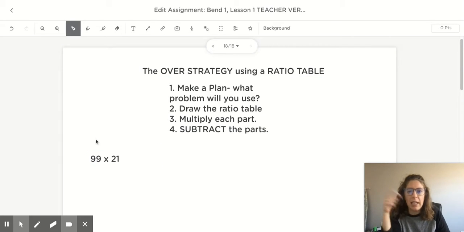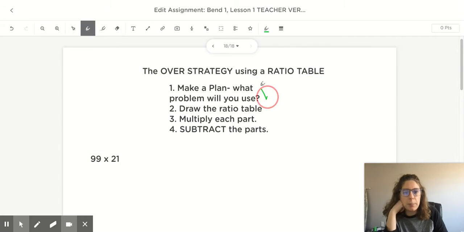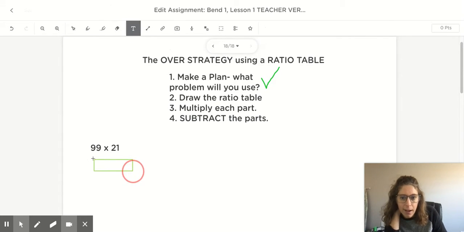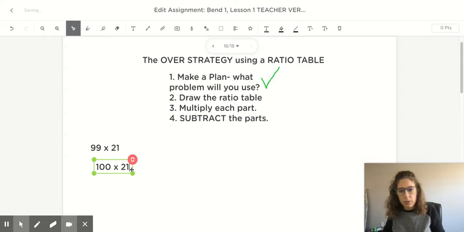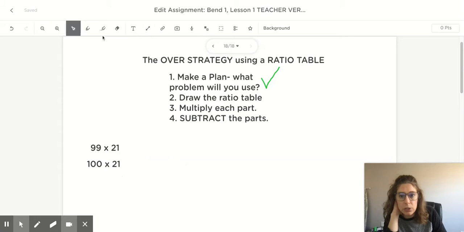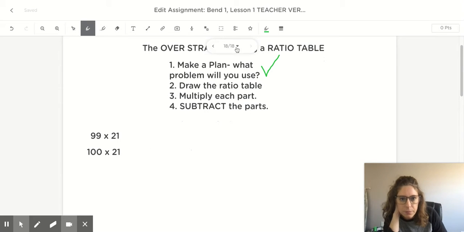All right, so we have 99 times 21. And my first step always is to make a plan. What problem am I going to use? Well, 100 times 21. That's really close. So I'm going to use 100 times 21 to help me. Now I need to draw my ratio table. I'm going to use some blue here real quick.